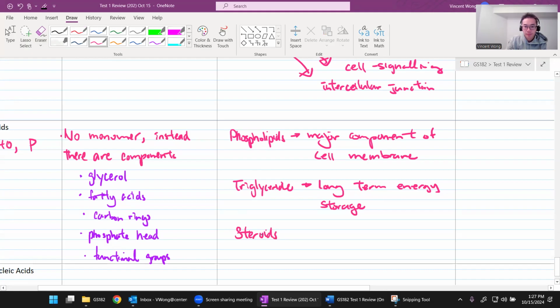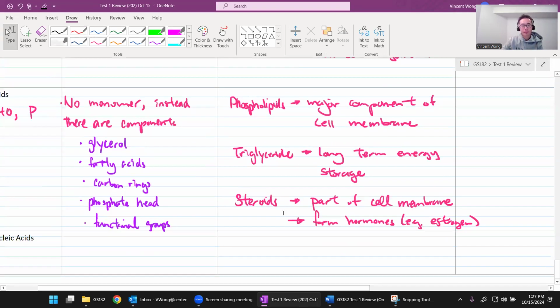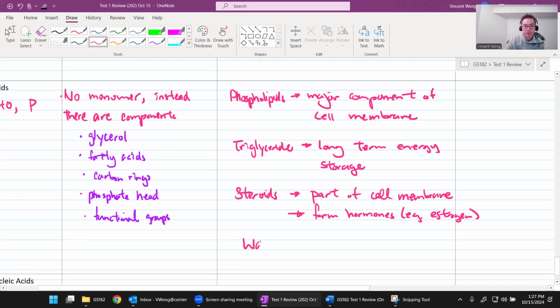Steroids. They are part of the cell membrane. Okay, and separately, not related to this, they also form hormones, like estrogen. I think there's also wax that we talked about, which forms water repelling surfaces.